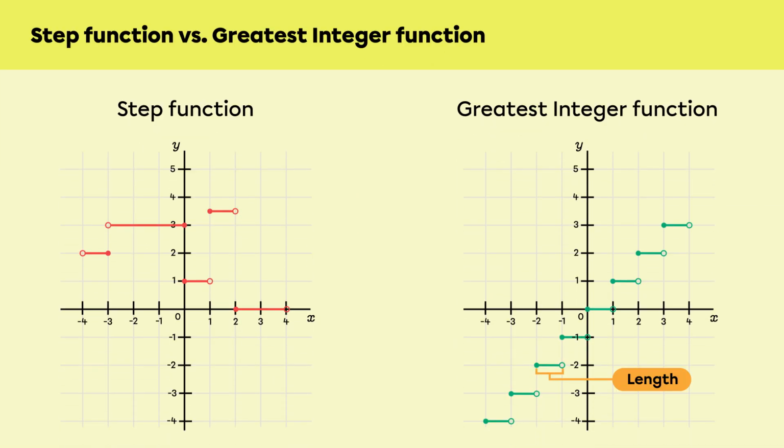The greatest integer function is a step function with a constant step length and a constant step height. In this video, I'll explain how to find the rule of a greatest integer function from its graph, as well as from a table of values.